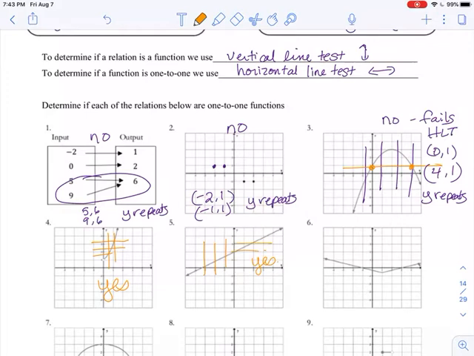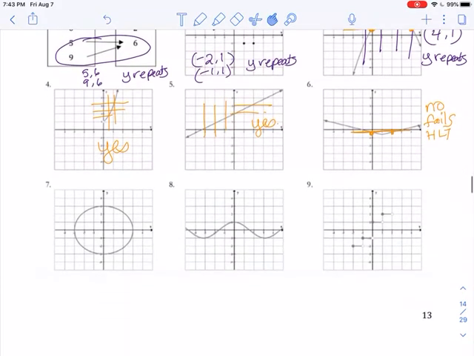Number 6 is no, because it fails the horizontal line test. If I was to draw a horizontal line right here, it has 2 y values. Number 7 is not even a function. It fails the vertical line test. So it is not a function. If it's not a function, it cannot be a one-to-one function. So my answer is no.